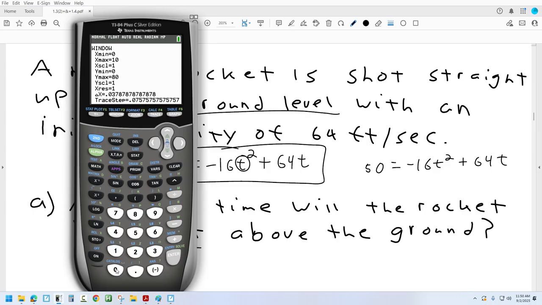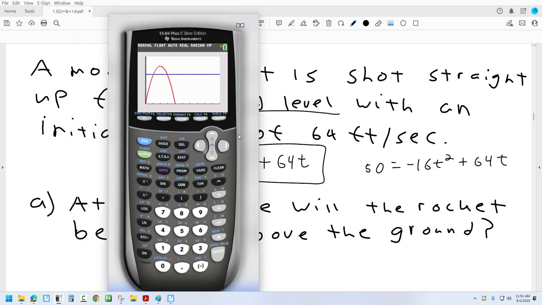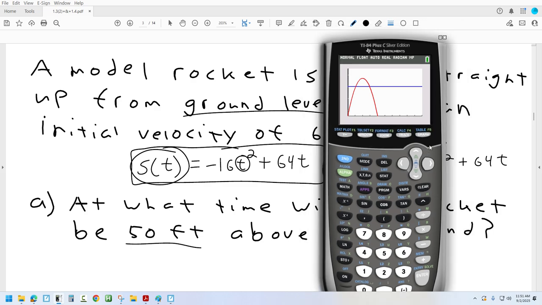So let's set that as our window, and let's graph it. There's my line at 50, and there is the height of my object over time. Why does my object look like it's hitting a height of 50 twice? How can the object hit 50 feet 2 different times? Because it hits it the first time when it's going up, and then when it comes down, it hits it again. On the way up and on the way down.